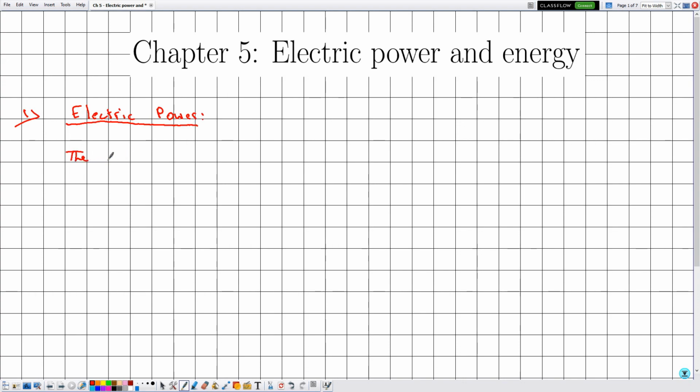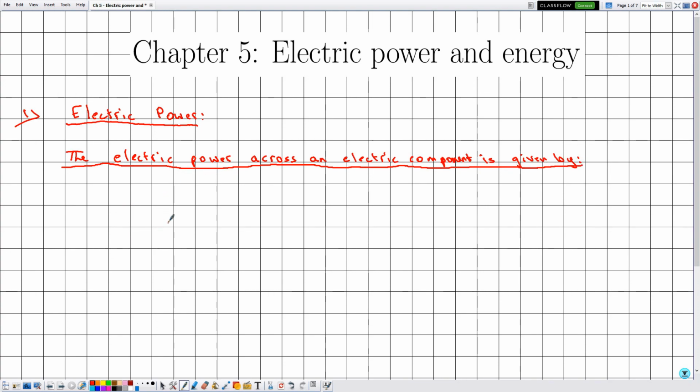So the electric power across an electric component is given by: the electric power, which is denoted by P, capital P stands for power, is given by the product of the voltage and the electric current. So this is the electric power.